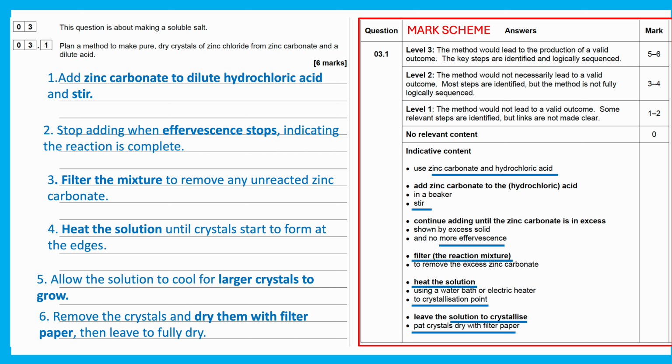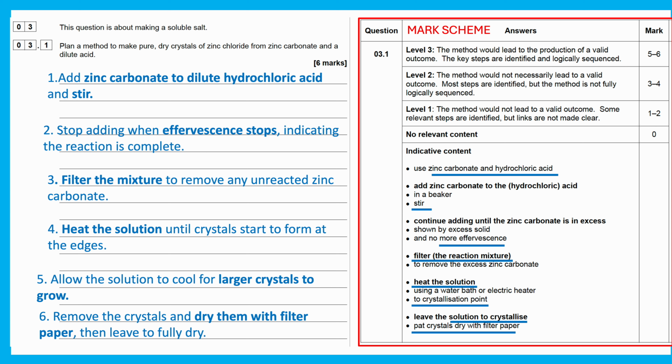To make pure, dry crystals of zinc chloride as our question asks, firstly, add zinc carbonate to hydrochloric acid in a beaker and stir until no more effervescence occurs, indicating the reaction is complete, aligned with adding zinc carbonate until no more effervescence. Then, filter the mixture to remove excess zinc carbonate, consistent with filter the reaction mixture from the marking scheme. Afterwards, gently heat the solution using a water bath or heater until crystals start to form, also supported by the marking scheme stating heat the solution to the crystallization point.